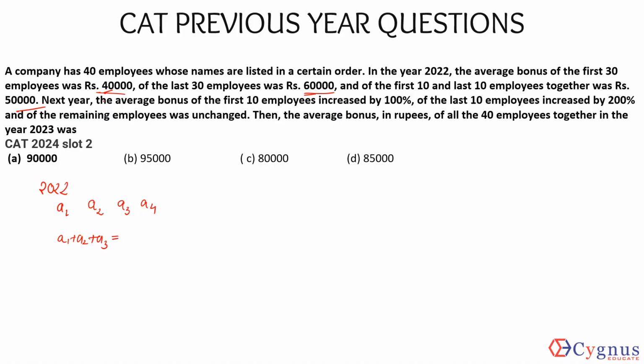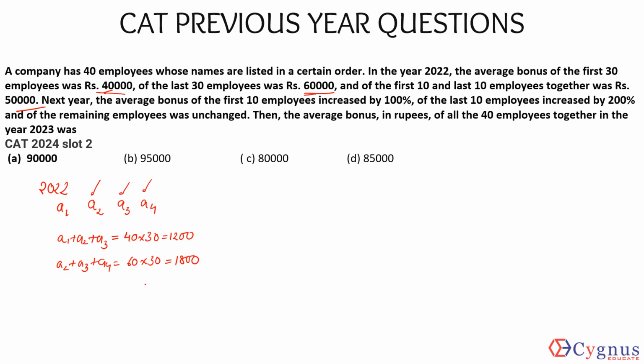It's 40,000. I'll take it equal to 40K. 40 into how many people? First 10, next 10, next 10. That makes 30 people. So I'll write it as 1200. Then the last 30 employees will include A2, A3, and A4. These are the second 10, next 10, last 10. So A2 plus A3 plus A4 is given equal to 60K. So 60 into 30 will give you 1800.